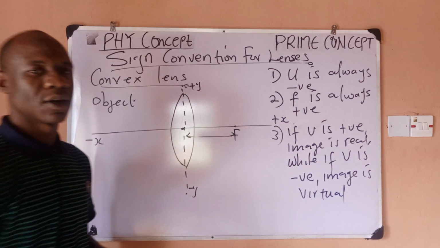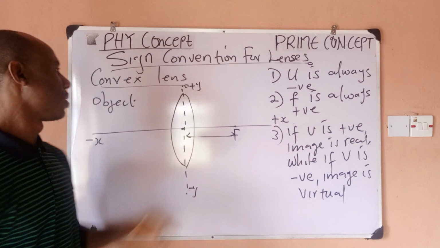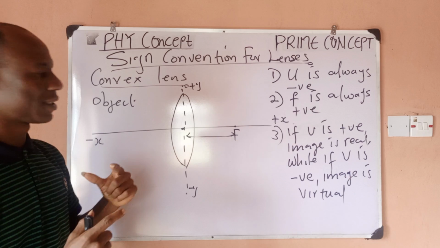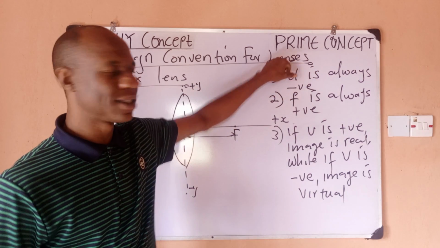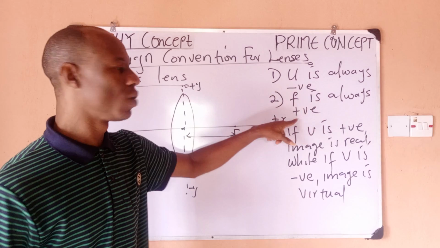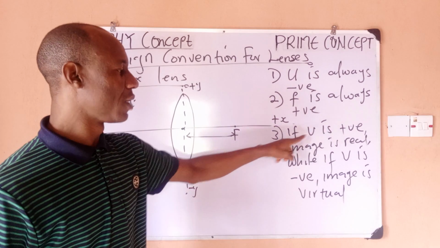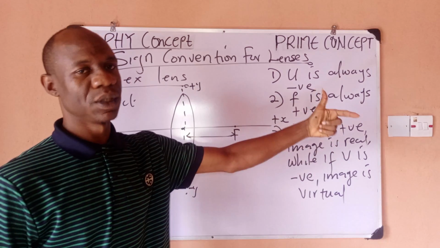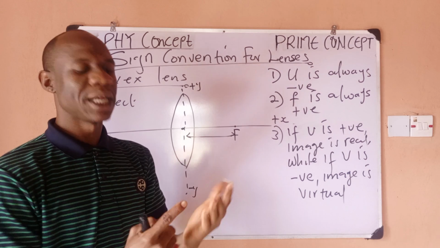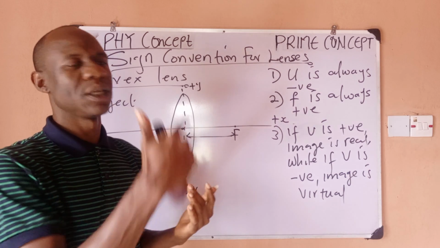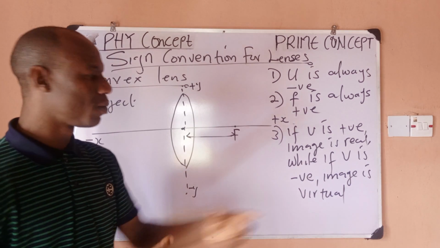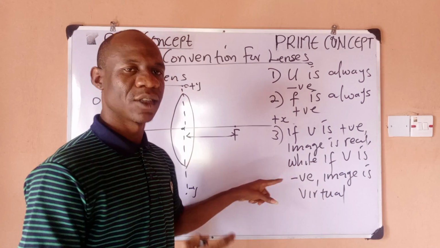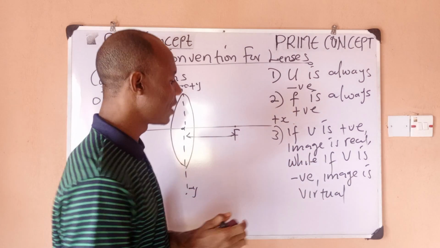So these are the sign conventions you need to take note of for your convex lens, right? Don't mix it. Firstly, U is always going to be negative. Second, focal length is always positive. Thirdly, if V is positive, your image is real. So when you solve a problem and you arrive at a value of V to be positive, it means that your image is real. While when you solve a problem and you arrive at V to be negative, it simply means that your image is virtual.